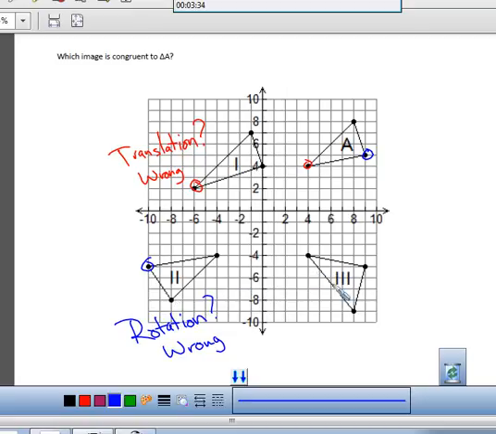This one is wrong. So the first image and the second image are not congruent. So let's look at the third image. And at first, it looks like it may be a reflection. So reflection, question mark.